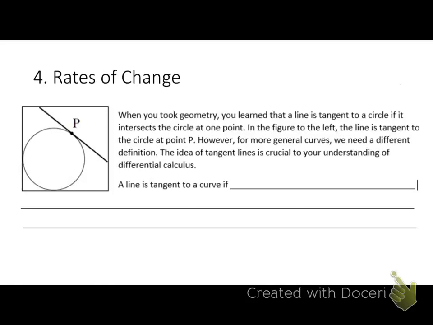This is section 4, rates of change. So now we're going to look at what a rate of change is and how that applies to math. And you've talked about rate of change before. Typically when you talk about the slope of a line, you're talking about its rate of change.